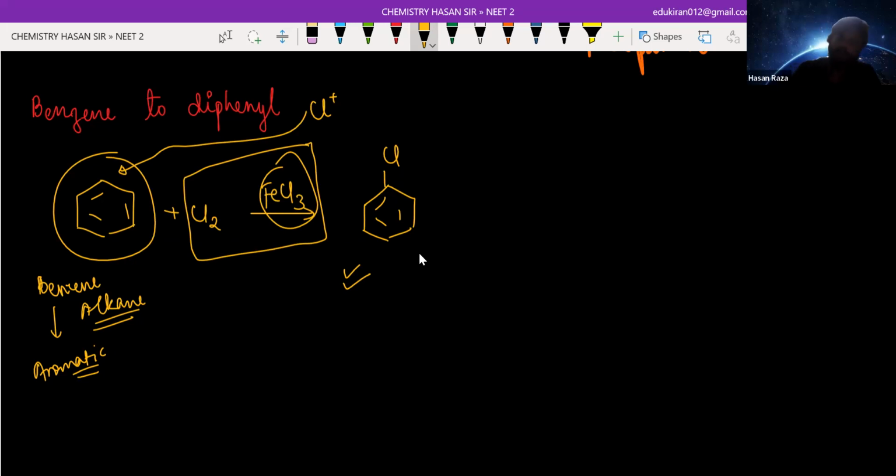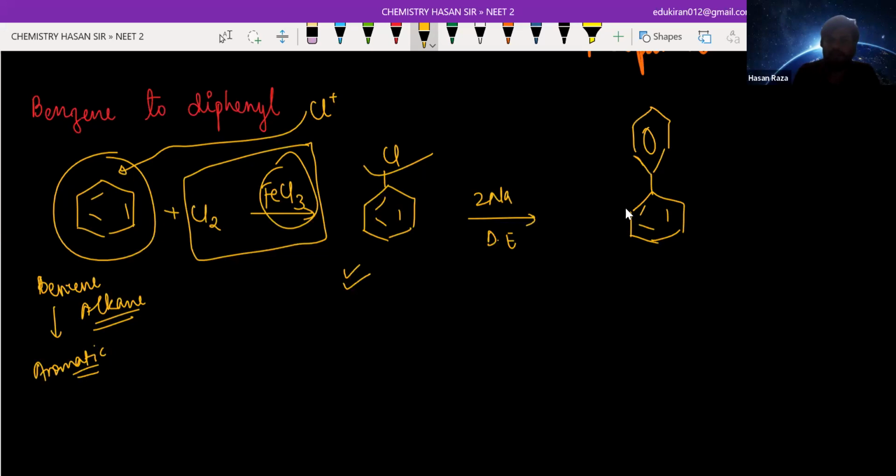Yes. And after this, you are going to use 2Na and sodium diether. So you know what will happen. This chlorine will be left, and there will be a mirror image of this benzene. You will get something like this. Got it? So this is what diphenyl looks like.